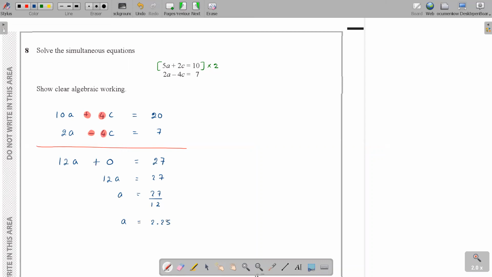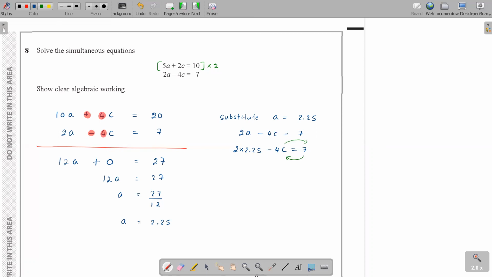So now, after you get A, it's not over yet. You need to find the value of your C. So you can substitute A equals 2.25 into any one of the equations. So I'll substitute into the second one. 2A minus 4C equals 7. So replace A. 2 times 2.25 minus 4C equals 7. So I'll take the minus 4C here and I'll take this 7 here.